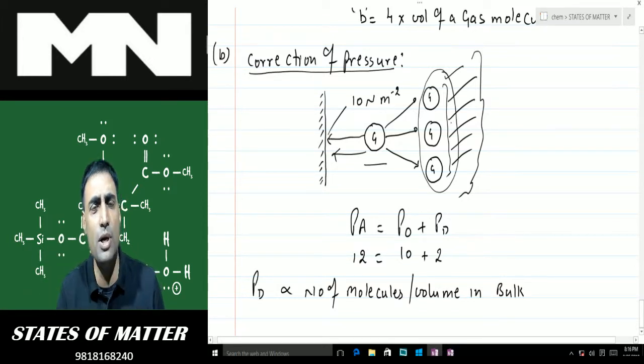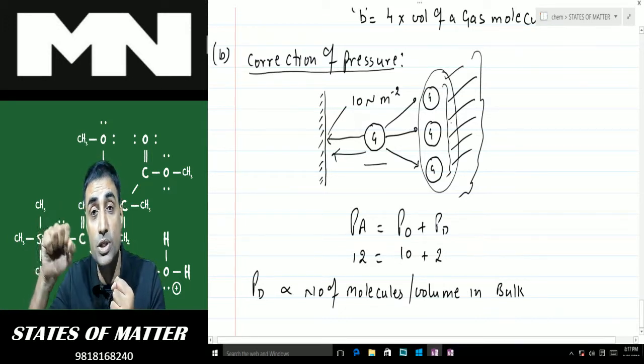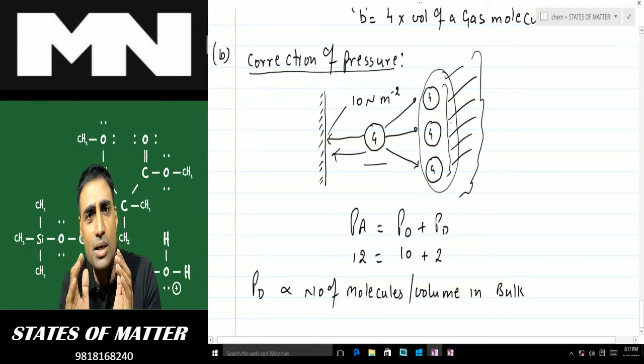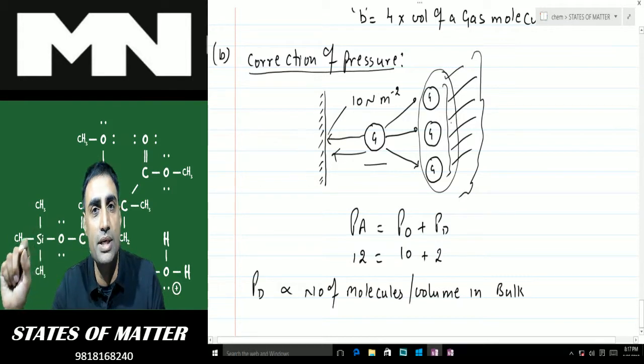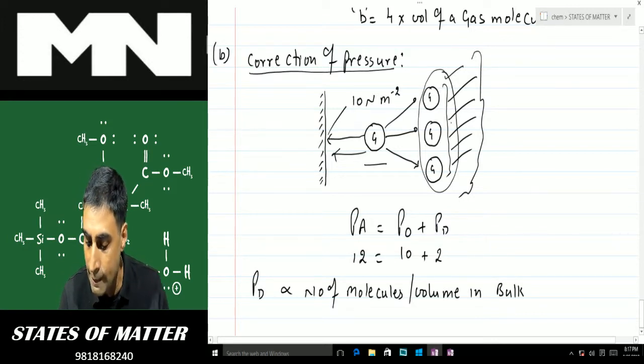So the more the number of gas molecules in the bulk, which are attracting the molecule which is going to strike on the wall of the container, the lesser will be the pressure exerted by it. So the more the number of molecules of gas in the bulk, the more the attraction, so the lesser the pressure exerted by the striking molecule. So decrease in pressure is directly proportional to the number of molecules per unit volume in the bulk.